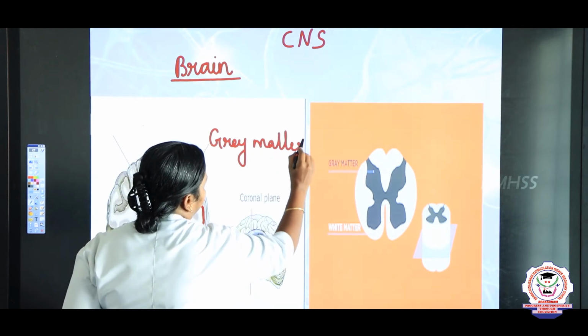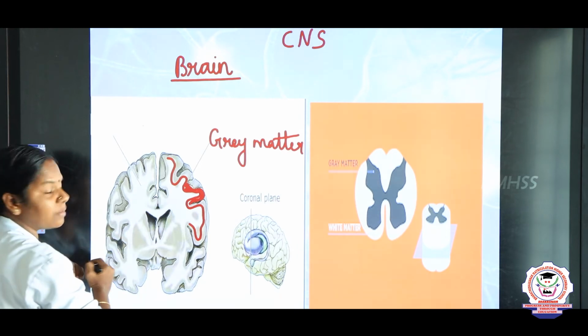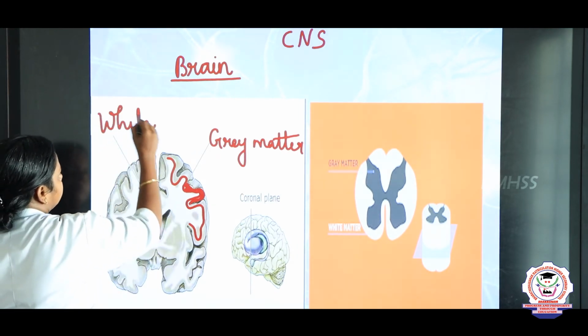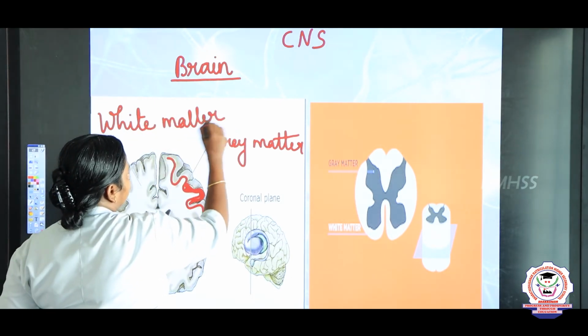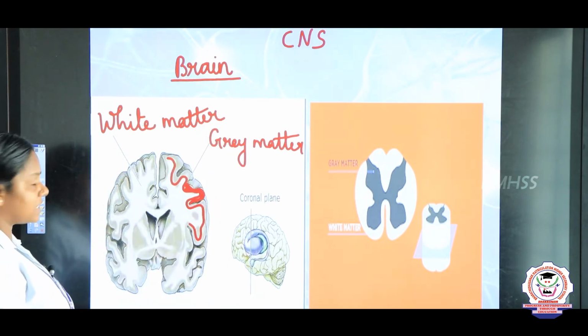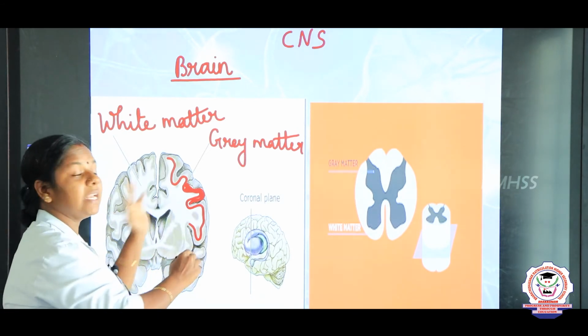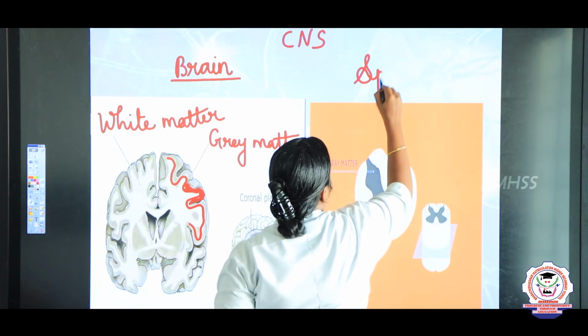Grey matter. And here, which is present inside in the medulla, we call it as a white matter. White matter. They are responsible for transmitting the impulses. So from this we are going to study one more difference between the brain and the spinal cord. So this is the internal structure of the spinal cord.